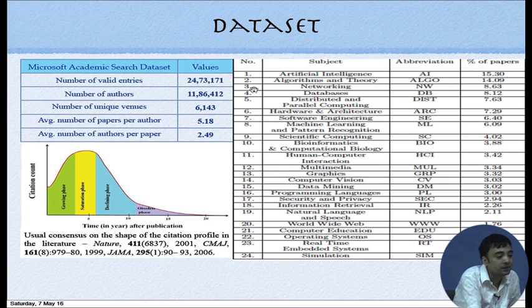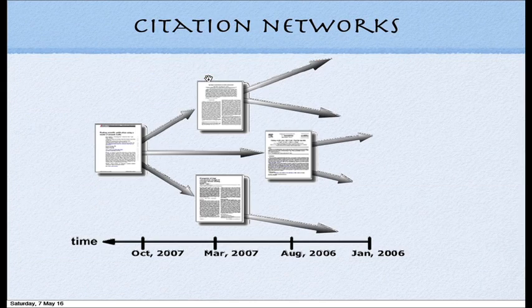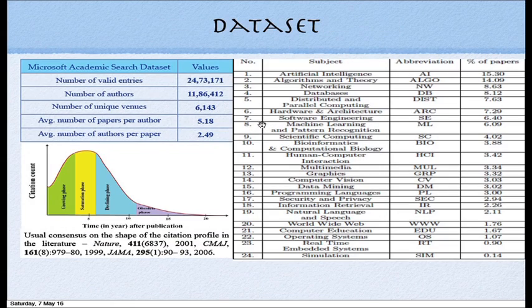To start off, the dataset that we will consider is crawled or built from the Microsoft Academic Search dataset, which is a publicly available online repository, from where at least 2.4 million entries were crawled, 2.4 million such papers. The total number of authors across all these was around 11 lakhs. The number of unique venues, journals or conferences where these papers were published is around 6,000. The average number of papers per author is around 5, and the average number of authors per paper.